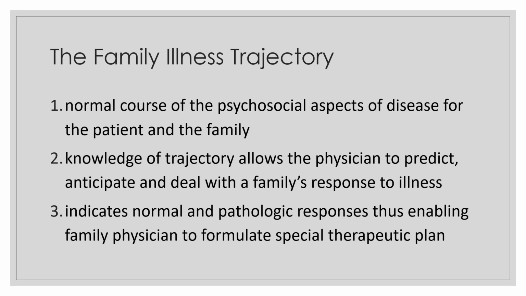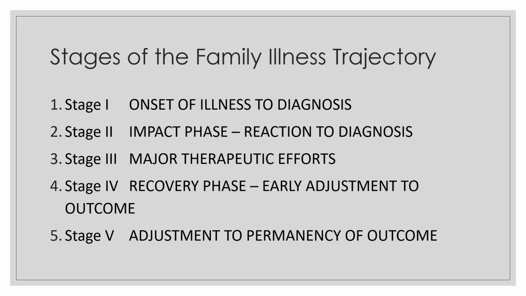The family illness trajectory shows the normal course of the psychosocial aspects of disease for the patient and the family. Knowledge of trajectory allows the physician to predict, anticipate, and deal with a family's response to illness. It indicates normal and pathologic responses, thus enabling the family physician to formulate special therapeutic plans. There are 5 stages of the family illness trajectory, which we will discuss in our slides later on.